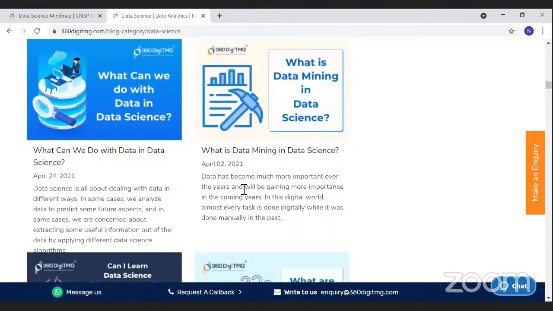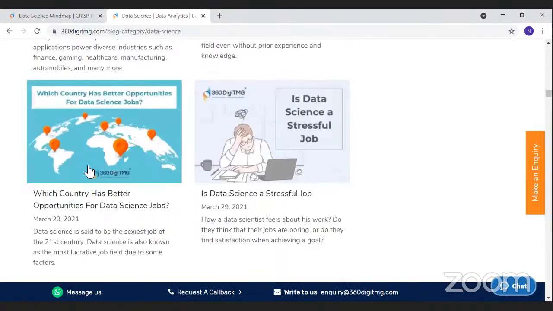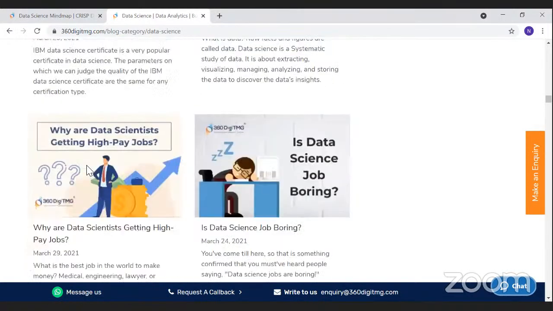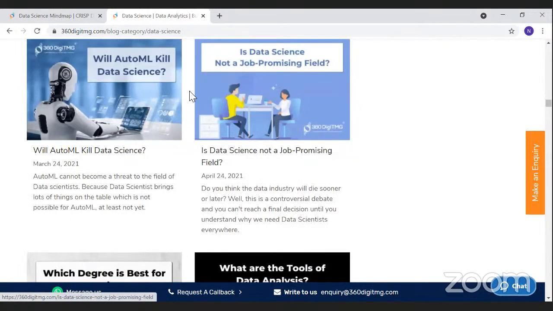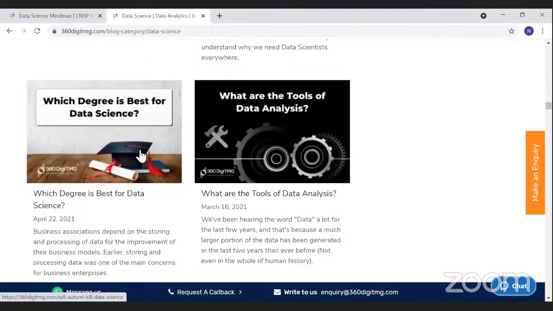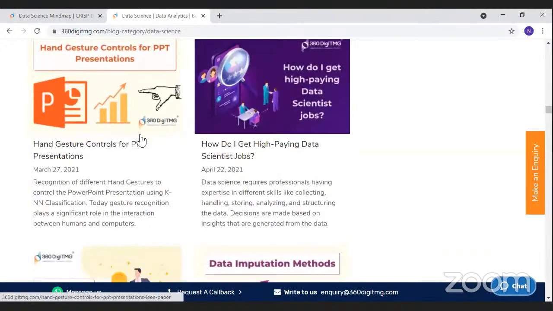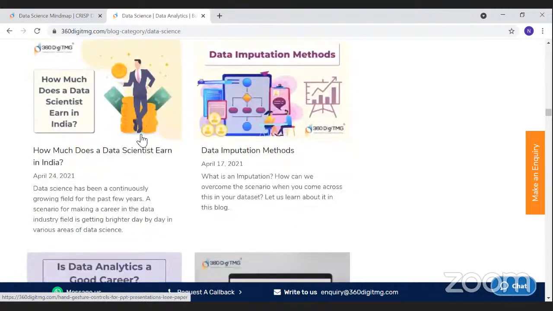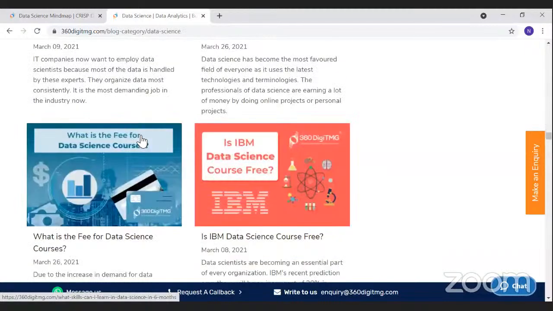And an interesting article about AutoML. So some of the things that you should be aware of. 360digitmg.com has extensive details about our content, and it is, I mean, like a bottomless pit.